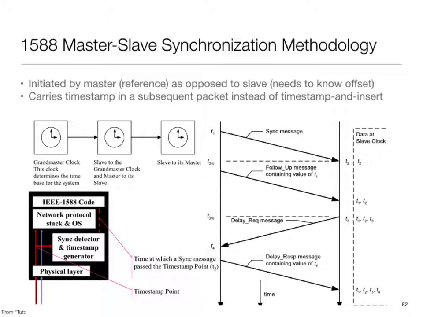So it's costlier in terms of bandwidth usage. It's inverted in the sense that the server is the one starting the process, but it has the advantage that you can have precise timestamping. Part of the reason NTP couldn't do precise timestamping is that even if it wanted to, it can't insert the timestamp in the outgoing packet as it is. Whereas this eliminates that problem by having a second follow-on packet which carries that timestamp.